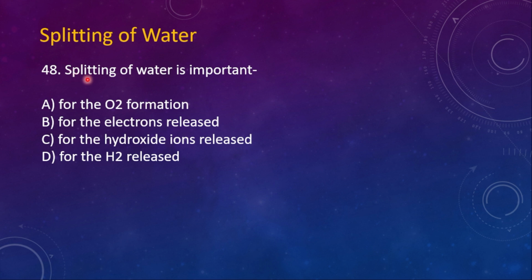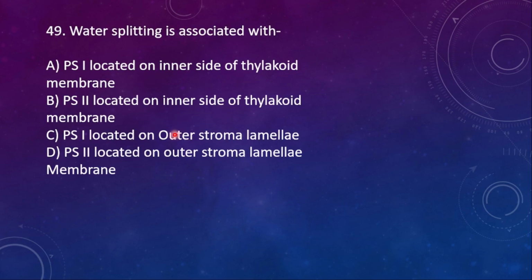Now splitting of water. 48th one: splitting of water is important A, for the oxygen formation; B, for the electron released; C, for the hydroxide ion released; D, for H2 release. So here the right option is option B, for the electron release.